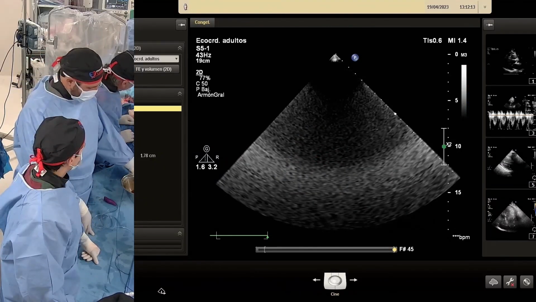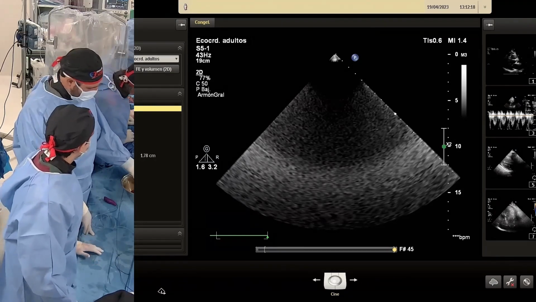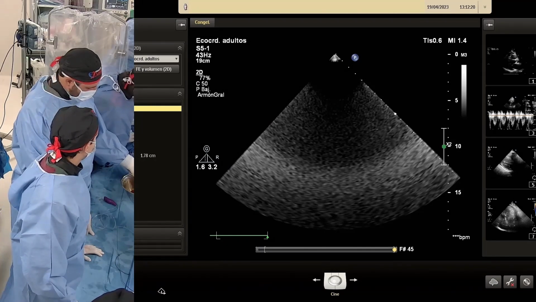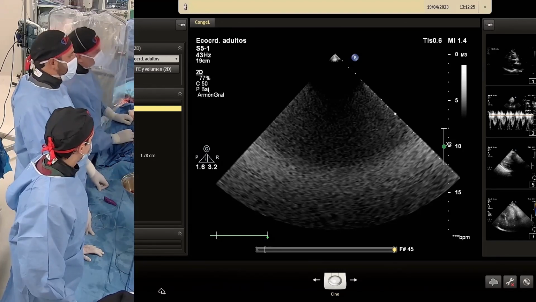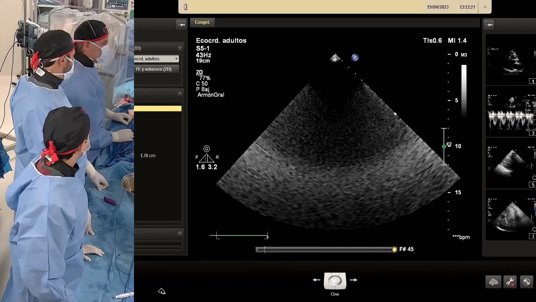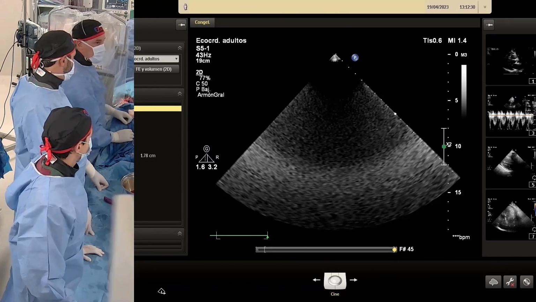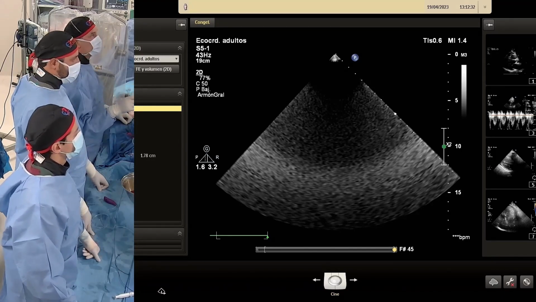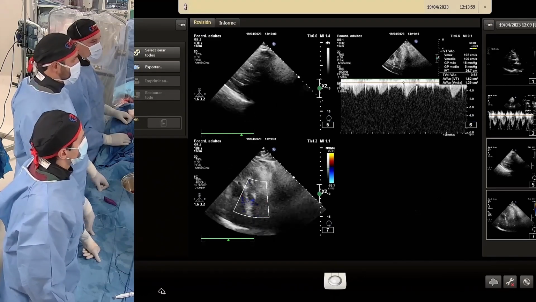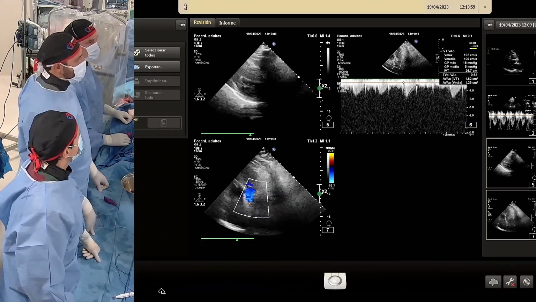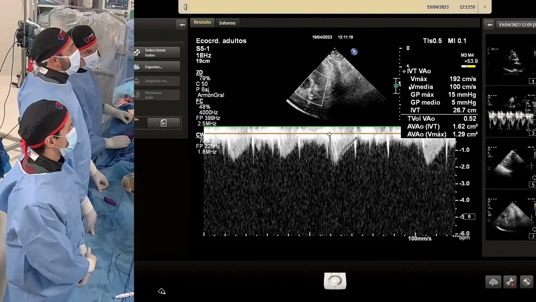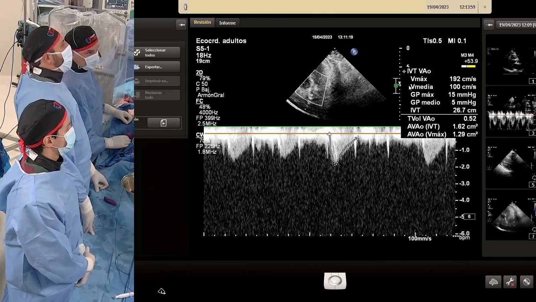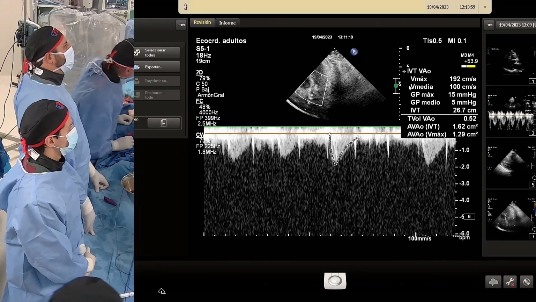Valve is in good position. Maximum gradient is 15? Yes. And the mean gradient is 5. Okay, and what about aortic regurgitation? Will you show the images? Yes. Okay, perfect. So you can observe there, peak gradient is 15, mean is 5, and almost no regurgitation.